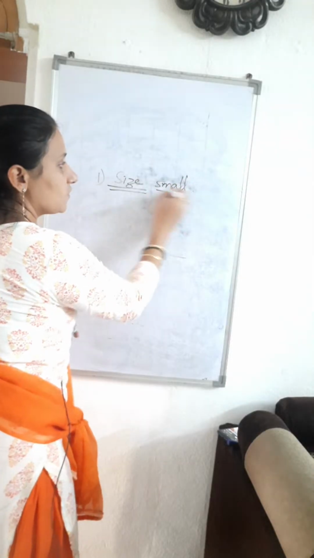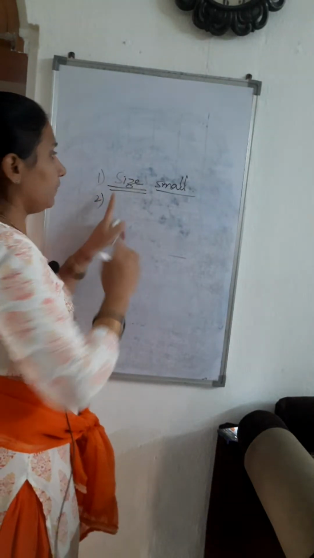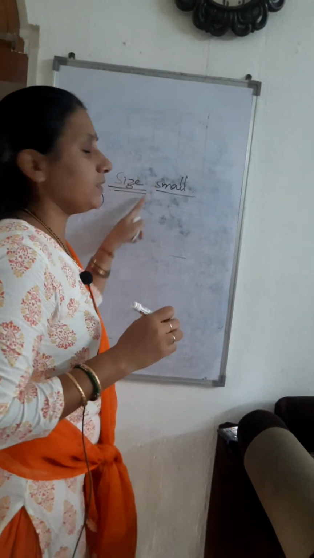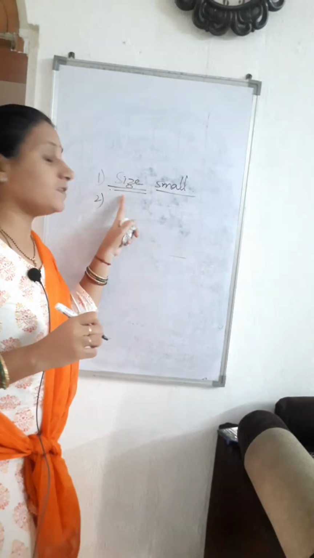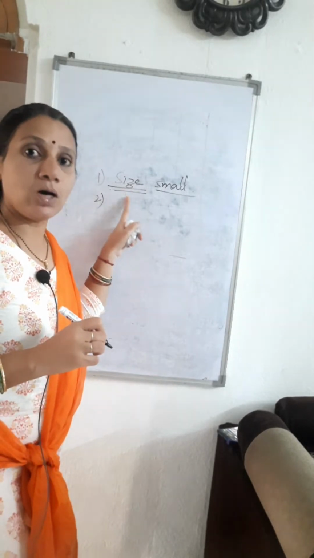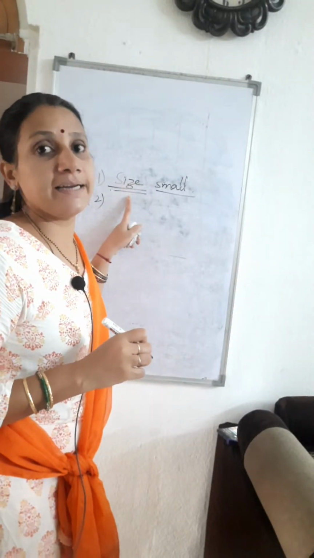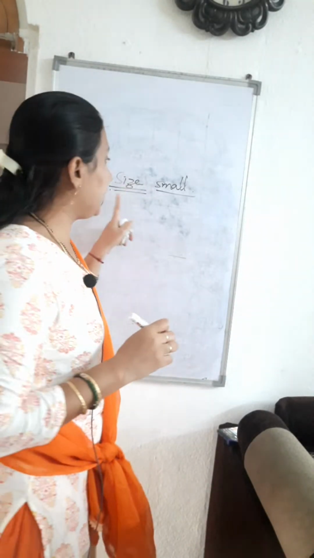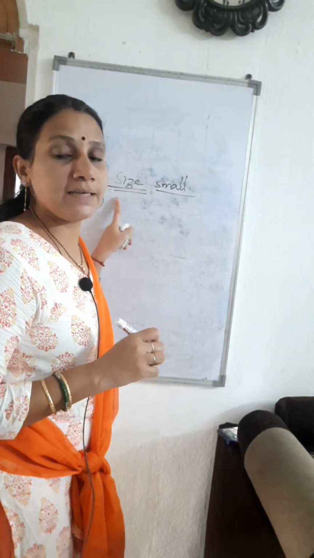Whenever any element is small in size, it will be more reactive. Here carbon is very small in size. Because of its size, its reactivity is increasing. It is highly reactive. It reacts with most of the other elements present and it forms compounds easily.